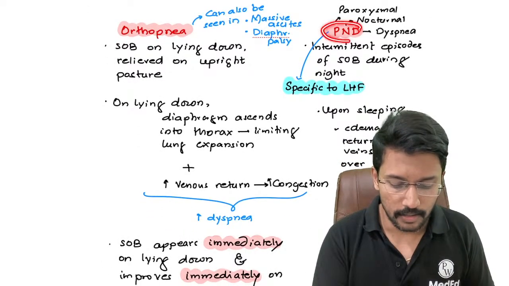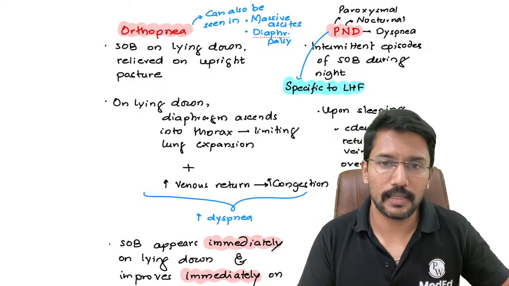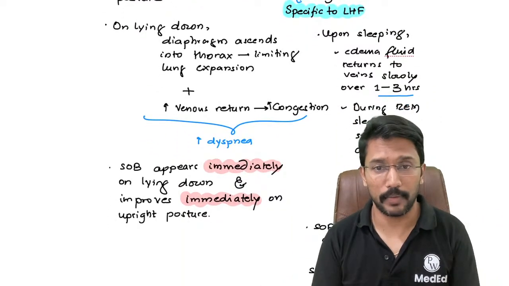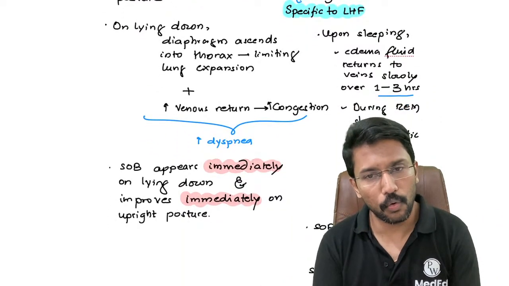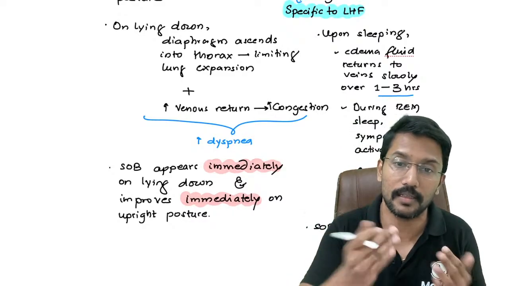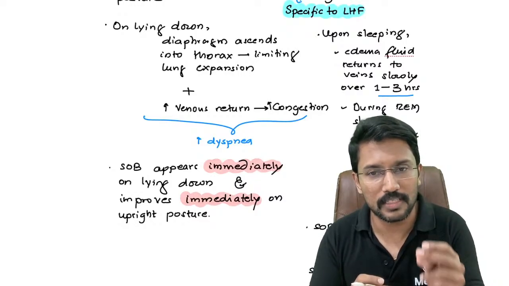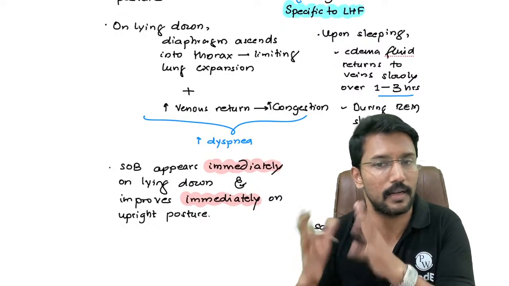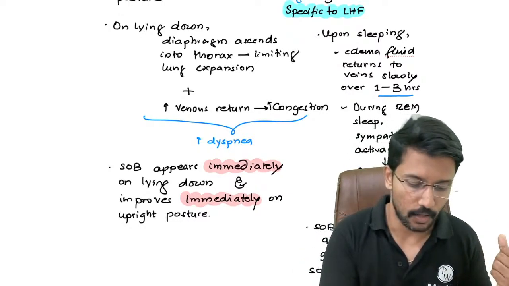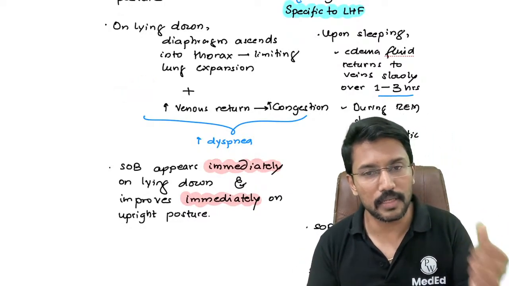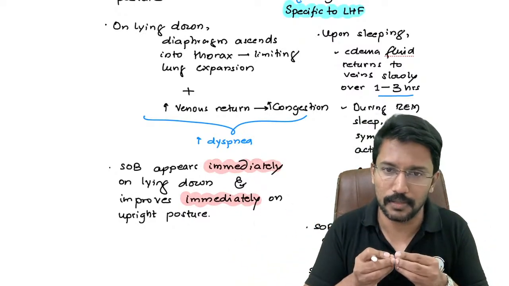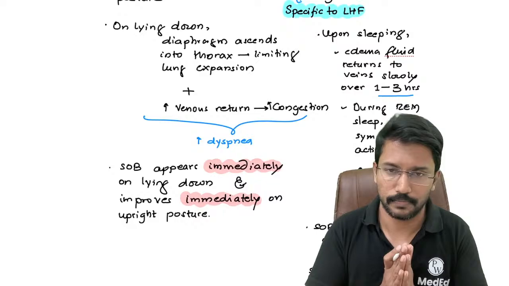On the other hand, the main mechanism for PND is that when these patients go to sleep, right, there is a patient with heart failure, so they might have edema. All that edema fluid slowly comes to the circulation and reaches the heart. From the heart it goes to the lungs. So slowly it starts accumulating in the lungs. Obviously this edema is not going to disappear immediately on lying down and then get into the lungs. The blood pooled in the veins will immediately go to the heart and go to the lungs. That is why orthopnea, the shortness of breath, is immediate on lying down. But in PND, it is the edema fluid that is slowly coming to circulation. So for that to happen, it takes several hours.